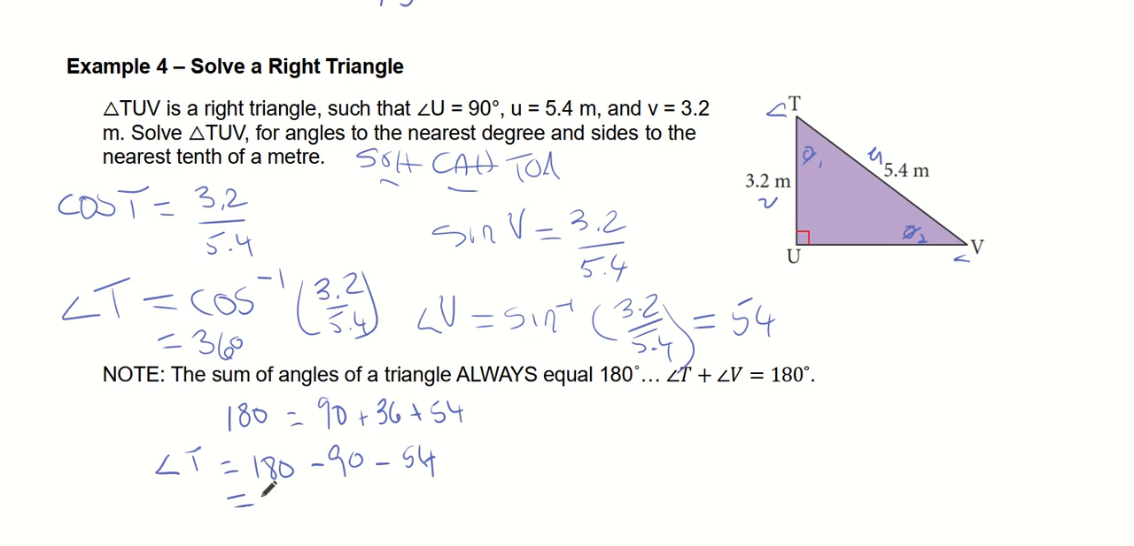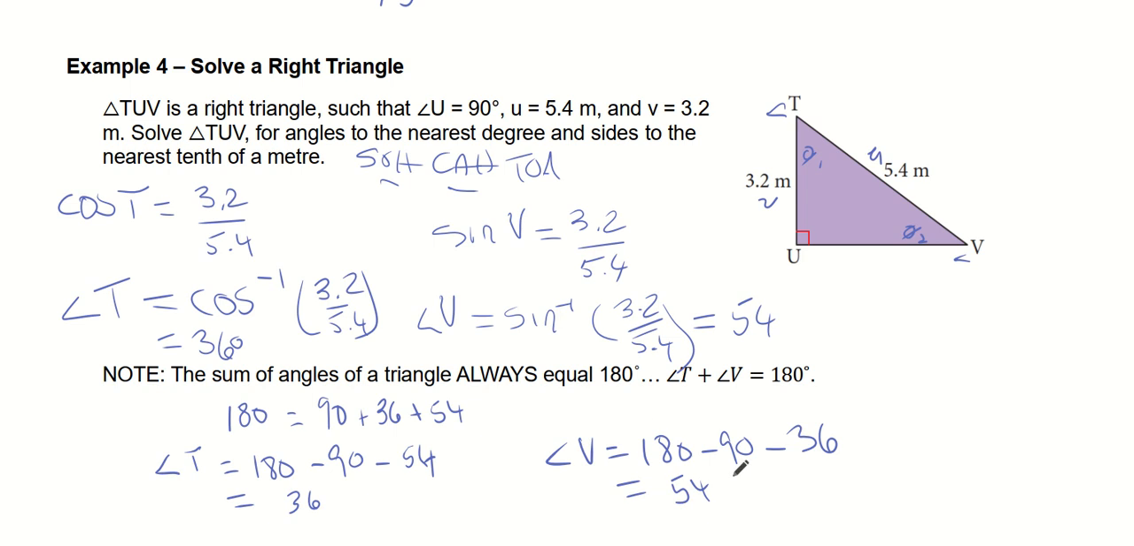And you will find that that angle will equal 36. Similarly, if you're trying to find the angle of V, it'll be 180 minus 90, that's the angle right here, minus the angle that's remaining, which was, in this case, 36. And that will give you an angle of 54.